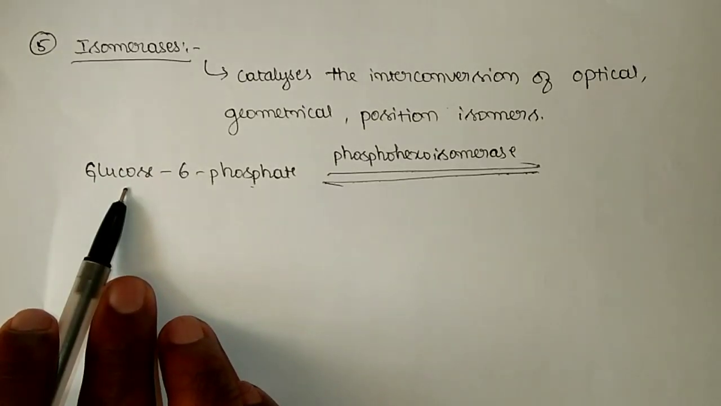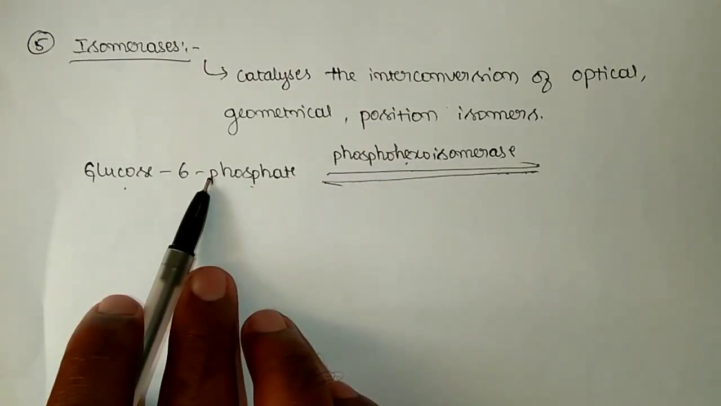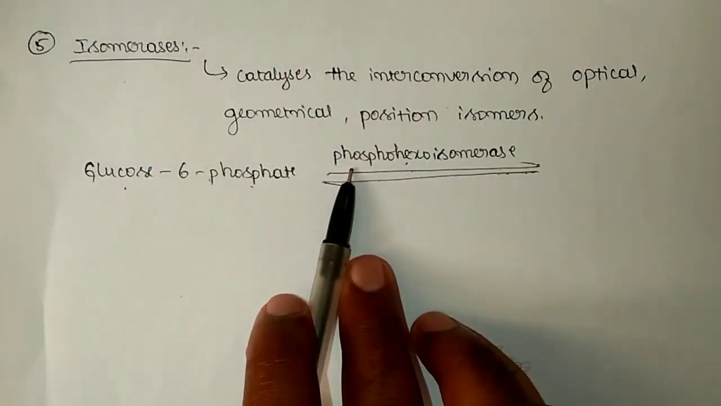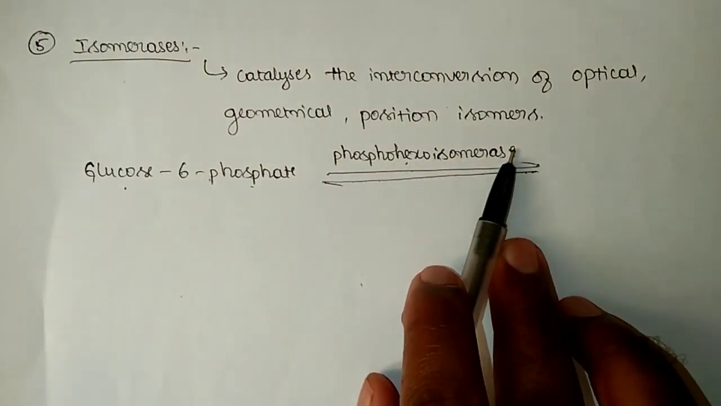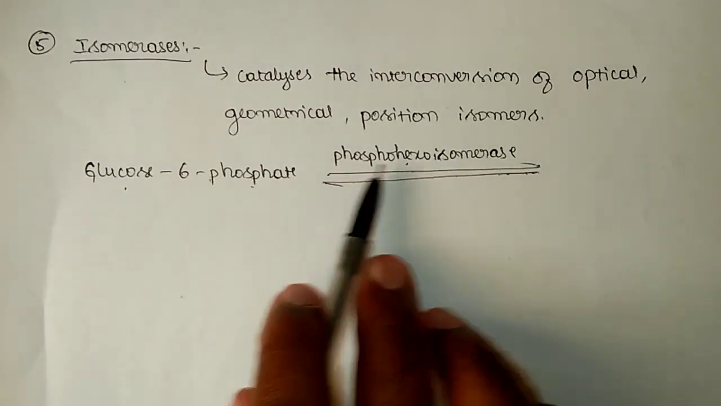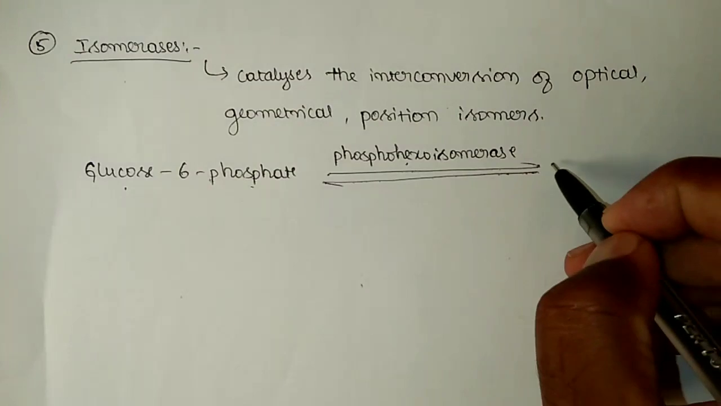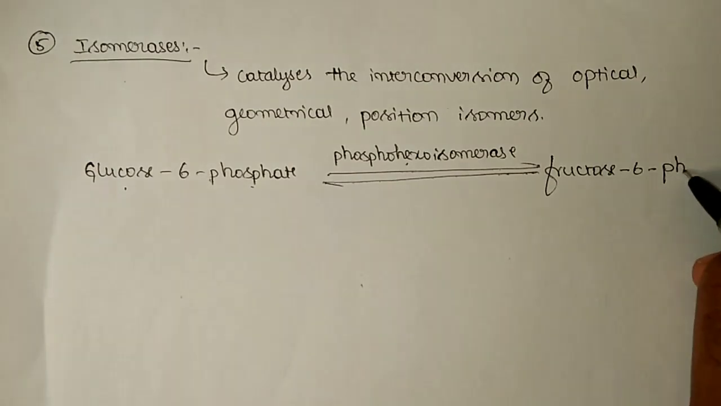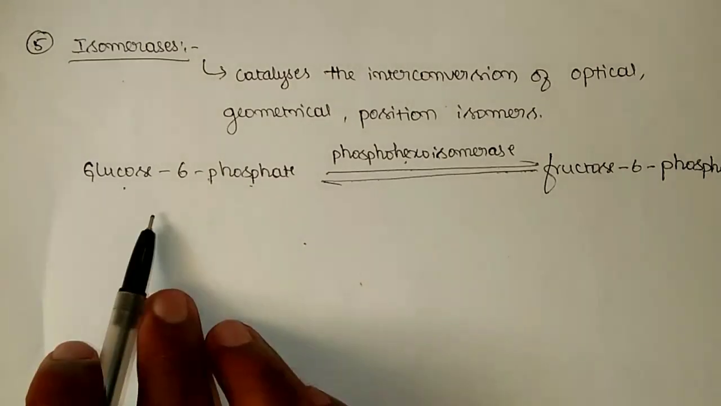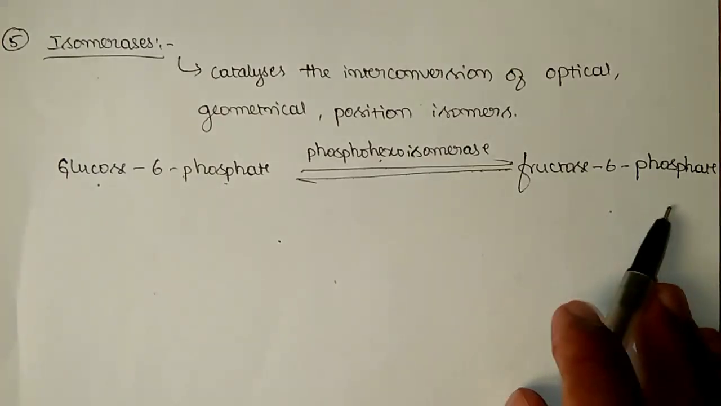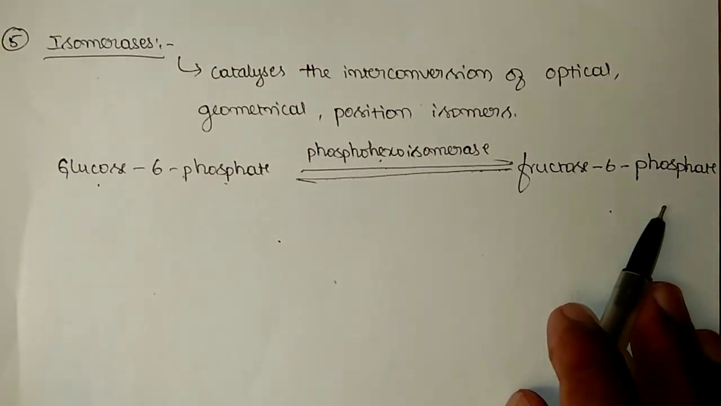Glucose is a 6-carbon containing material, so it is a hexo. And what is the reaction we are performing? Isomerization. So the name of the enzyme is phosphohexoisomerase. And here, when glucose 6-phosphate is reacted with phosphohexoisomerase, that results in the formation of fructose 6-phosphate. Okay, so one isomer has been converted into another isomer, that is glucose 6-phosphate is converted into fructose 6-phosphate.